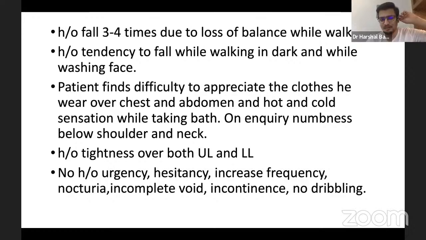Yes. There is a history of fall 3 to 4 times due to loss of balance while walking. History of tendency to fall while walking in the dark and when washing face. The patient felt difficulty appreciating the clothes he wears over the chest and abdomen, and hot and cold sensation while taking a bath. On inquiring, numbness below the shoulder and neck was present. There is a history of tightness over both upper limb and lower limb. There is no history of urgency, hesitancy, increased frequency, nocturia, incomplete evacuation, incontinence, or dribbling of urine.